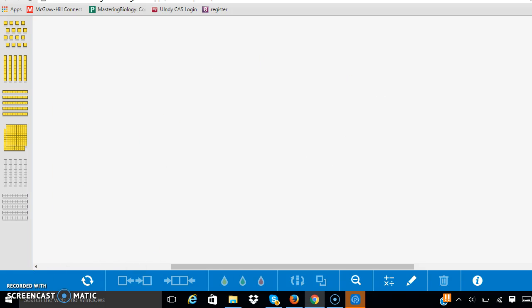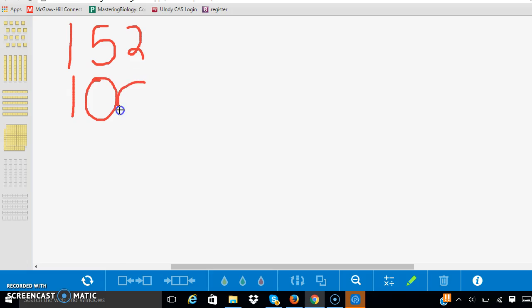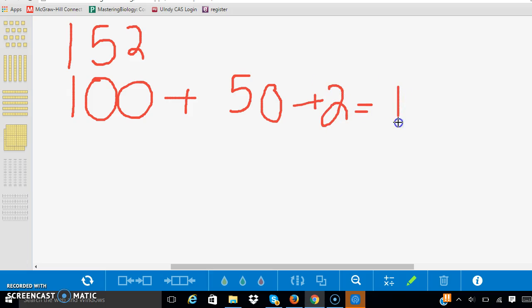Now our final number is going to be an even bigger number. It is 152. And while that may sound intimidating at first, because it's such a big number, we can break it down, and it's not as hard. So we'll take 100 plus 50 plus 2, and that's the same as 152. We are just breaking it down and dissecting the number.